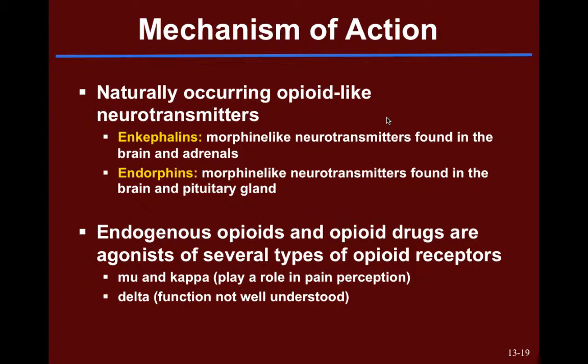Basically, we know that the opioids in our body and opioid drugs are agonists of several types of opioid receptors. So we've got a few that play a role in pain reception, but in general, this whole relationship is one that we don't understand very well. So in terms of the mechanism of action here, we still have a lot to learn.